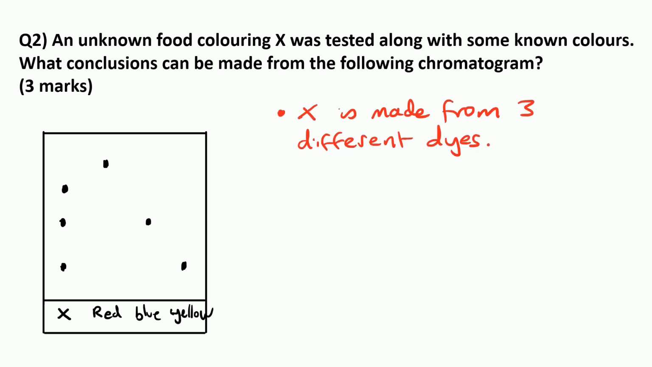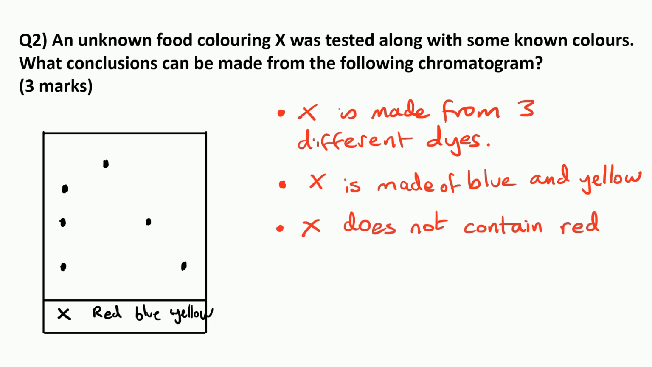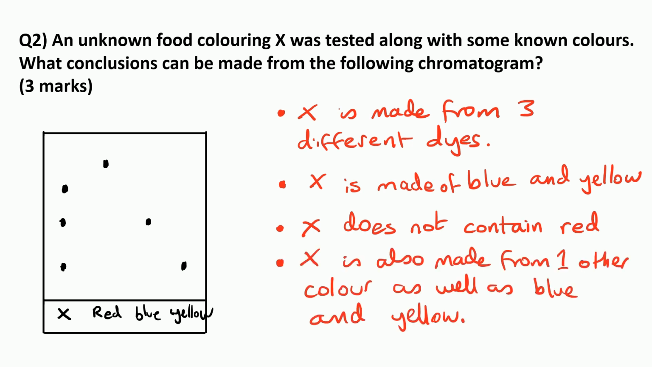So we can also say X is made from 3 different dyes because there's 3 spots as we move up the page. X is made of blue and yellow because there's a dot matching the same height as the blue and yellow that's come from the X. X doesn't contain red, and X is also made from one other colour as well as blue and yellow.